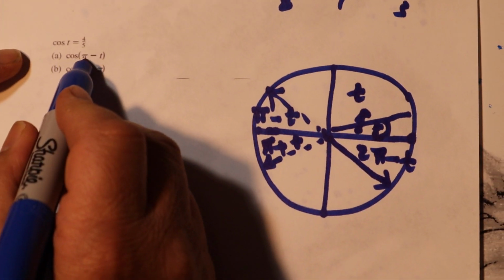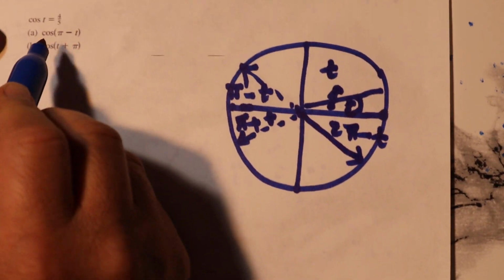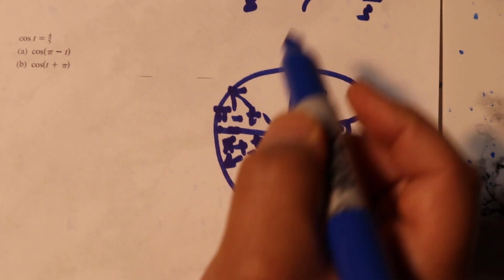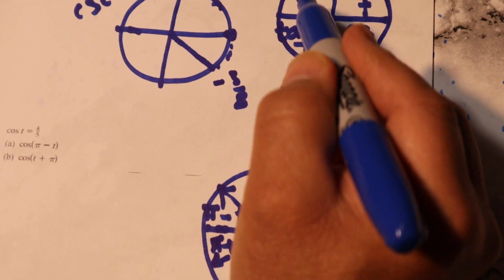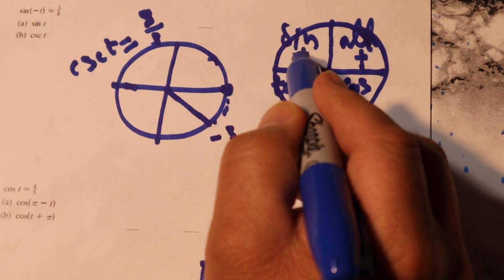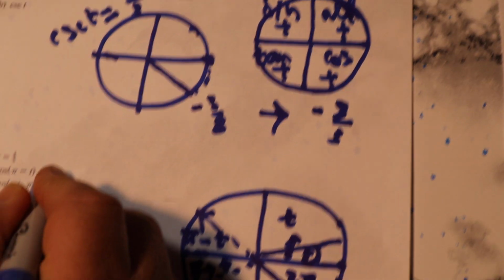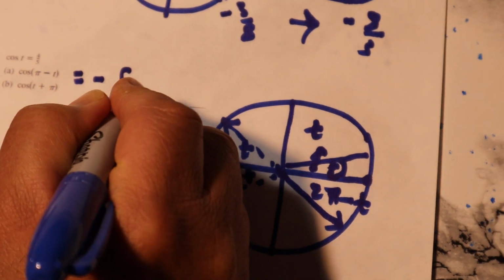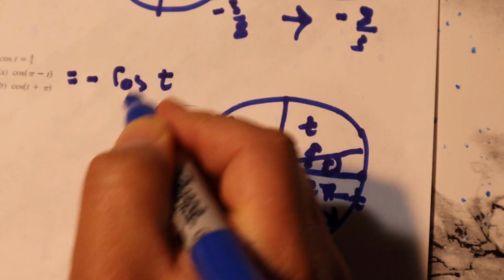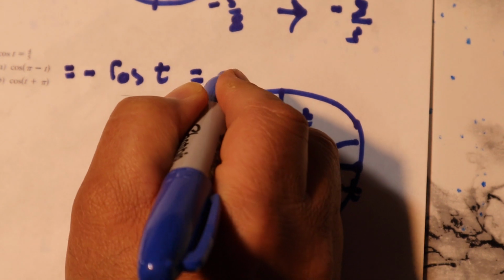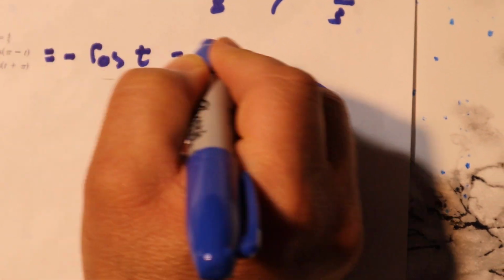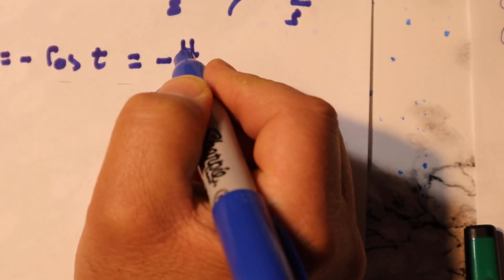We need to find cosine of pi minus t. As we know, it's in the second quarter, and is cosine in the second quarter negative or positive? Negative. Only sine is positive. So it will be negative cosine t. The value of cosine t is 4/5, so the answer should be negative 4/5.